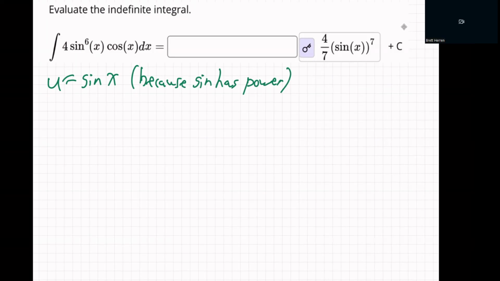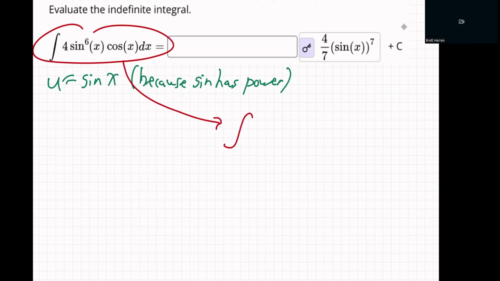So now let's take the derivative. Well, actually, let me tell you what we've got so far before we do that derivative. This integral becomes the integral of 4 u to the sixth cosine x dx, because this sine right here becomes u. So sine to the sixth becomes u to the sixth. Now we have u and we have x. We've got to get rid of that x stuff.